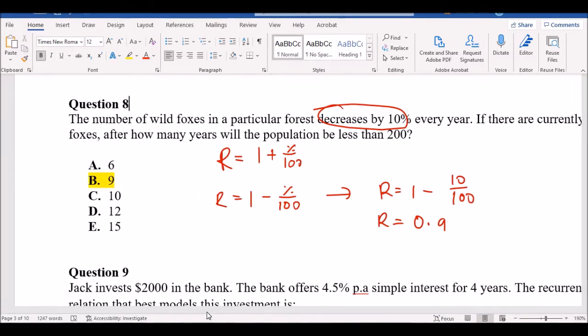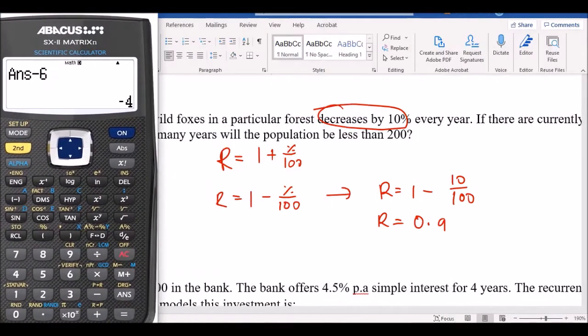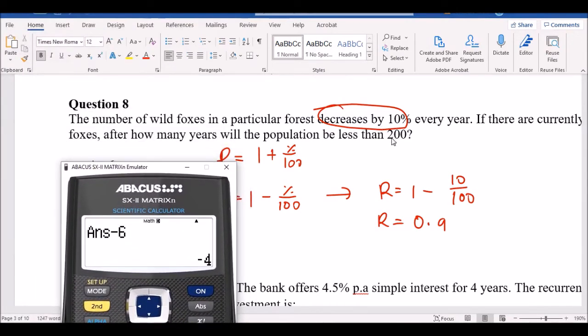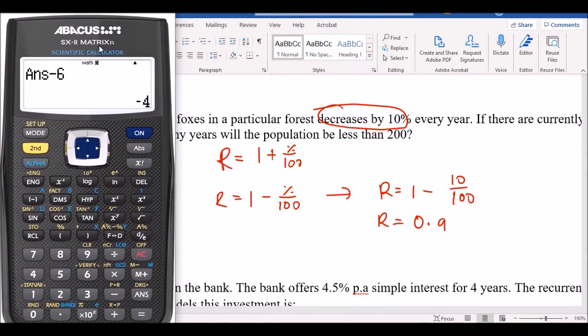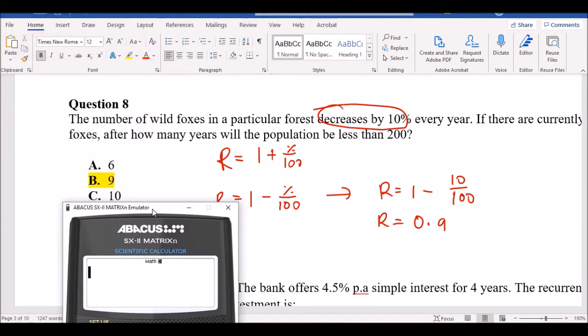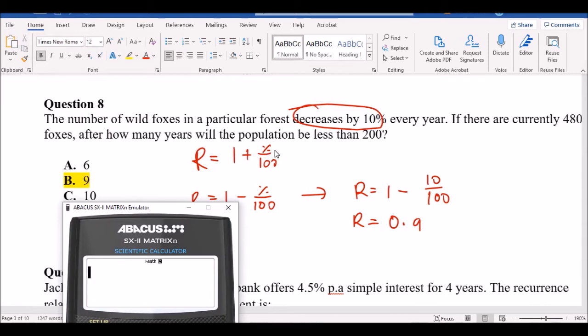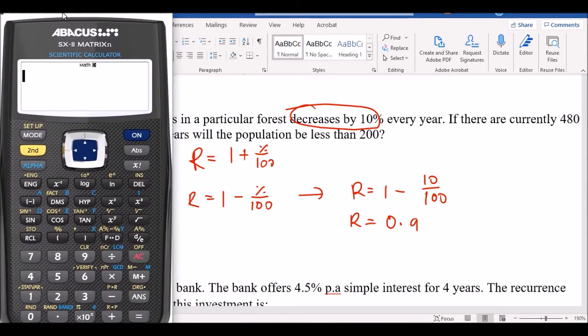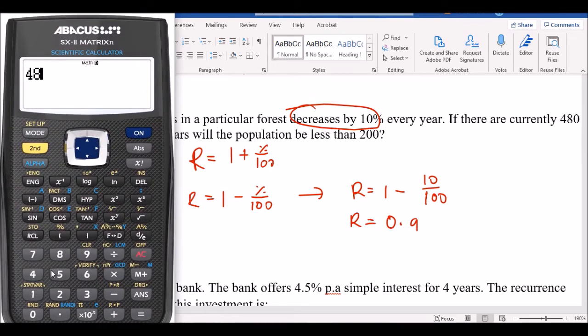And then how do you work that out on my calculator? Well, remember, we're trying to figure out at what year it will be less than 200. So we have to figure that out using a calculator. First, type in how much you have at the first year. According to this, we have 480 for the first year. So make a note of that, 480.